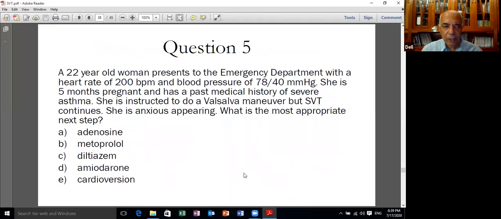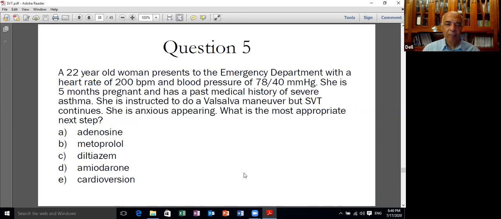Now this is the last question. A 22-year-old woman presents to the emergency department with a heart rate of 200 per minute and low blood pressure, 78 over 40 millimeters of mercury. She is 5 months pregnant and has a past medical history of severe bronchial asthma. She was instructed to do the Valsalva maneuver, but the supraventricular tachycardia resisted it and continued. She is anxious appearing. So what's the most appropriate next step? Give adenosine, give metoprolol, give diltiazem, give amiodarone, or cardioversion.